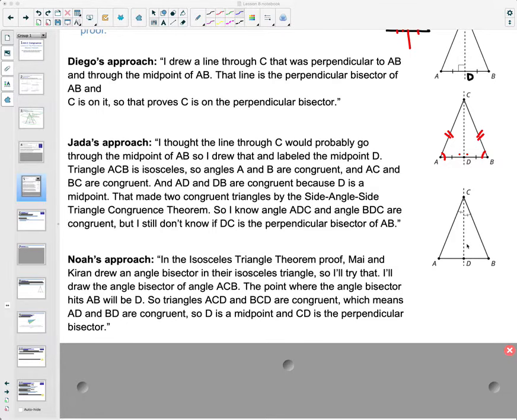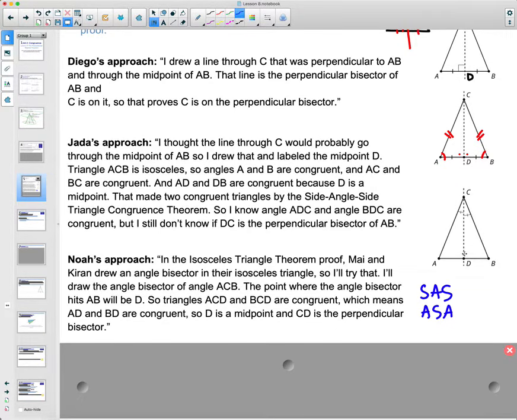Which triangle congruence theorem could he use? Because he just goes and says that the triangles are congruent, but doesn't actually justify with a theorem why. So what triangle congruence theorem could he use? So remember, we've talked about side angle side and angle side angle. So which one could he use in this case?